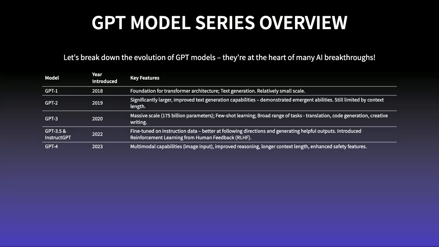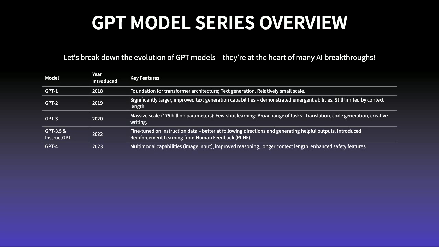Okay, so let's talk about the GPT family. It started with GPT-1 back in 2018, a really important step that introduced the transformer architecture. Then we saw a huge jump with GPT-2 in 2019, which was much bigger and could do some pretty impressive text generation. GPT-3 arrived in 2020, and it was massive, think billions of parameters. It was amazing for its ability to learn from just a few examples.